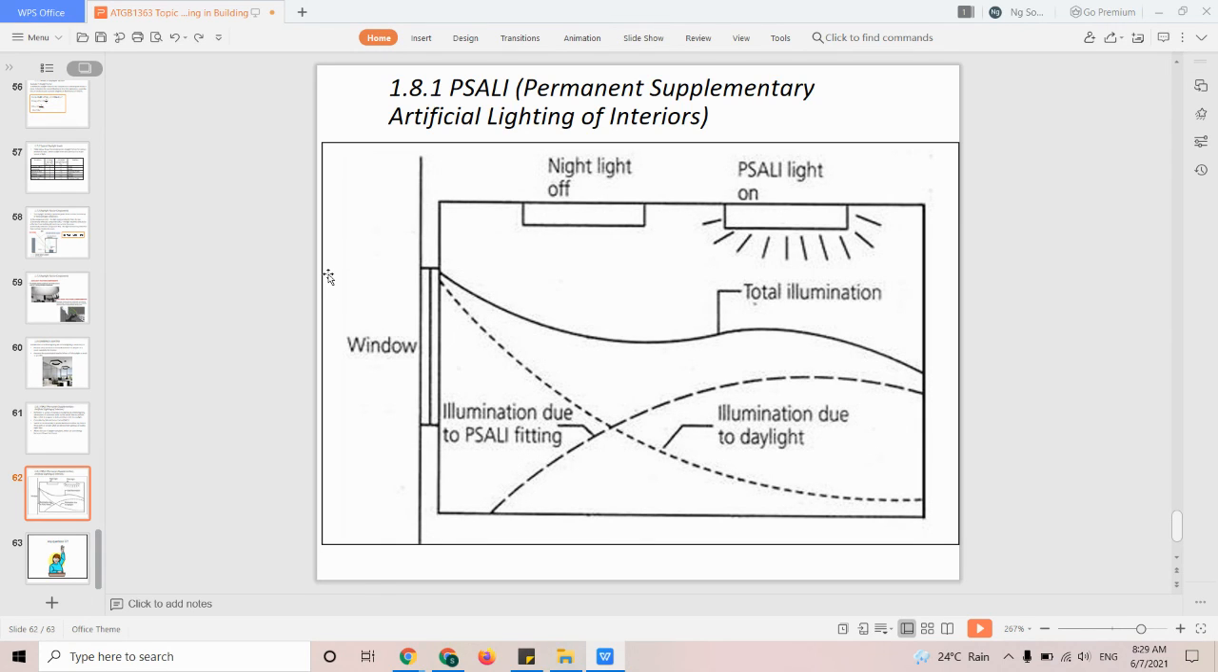So having a room with natural lighting is always good because we don't have to factor in the operation cost. Putting in artificial lighting, then we'll have an additional cost behind it. So this is just a system which is called permanent supplementary artificial lighting of interior.